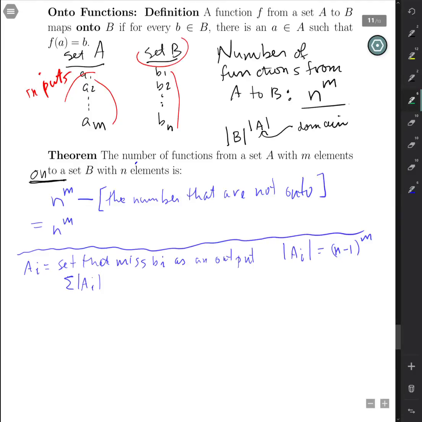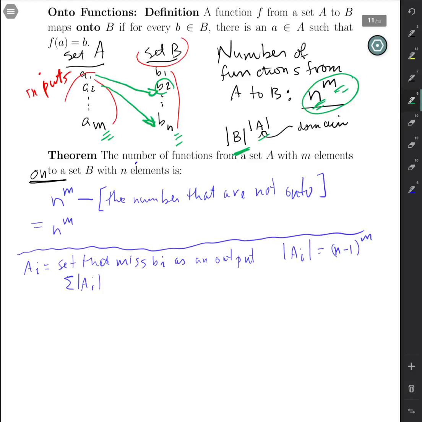For A1, we have to make a choice, and maybe we make the choice B2 as the output. For A2, we have to make a choice. Maybe we'll make Bn as the output. But the point is that for each input, and there are m of them, we have n choices for an output. So we have n choices at each step, and there are m steps. So the total number of functions is n to the m, where n represents the size of the codomain or potential output set, and the exponent represents how many elements there are in the domain, how many times we have to make that choice, and n is how many choices we have each step.